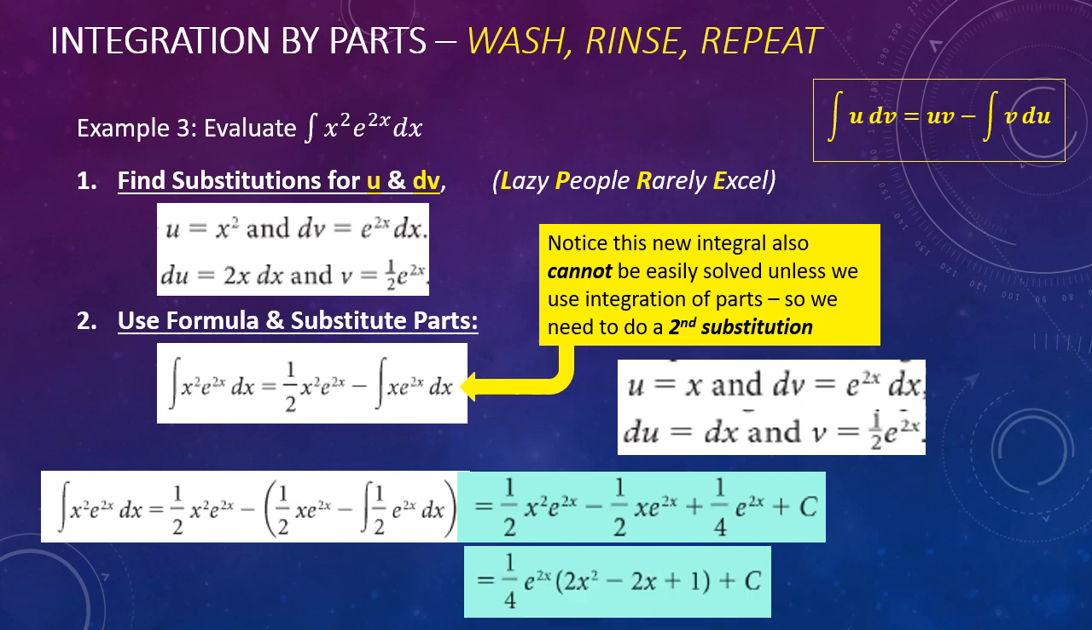We could simplify that by factoring out common factors, which 1/4 is a common factor. And then, of course, e to the 2x is in each of those terms as well. All right.